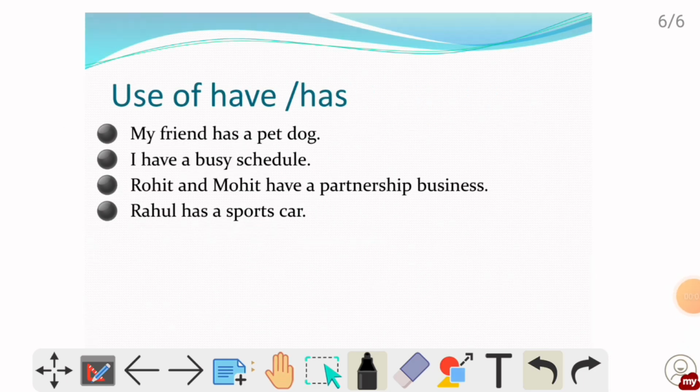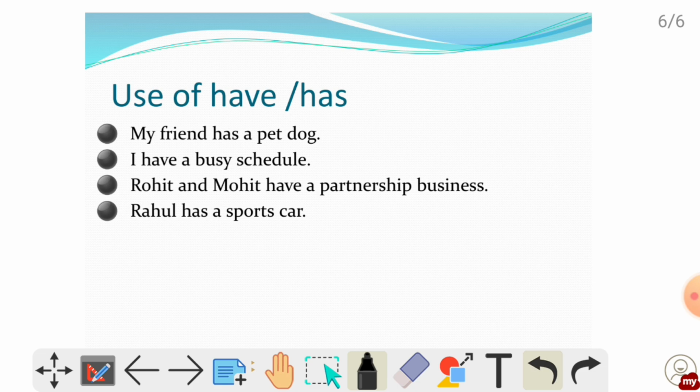Moving on to use of have and has. Have and has, again, you can use in simple present tense, right? For example, my friend has a pet dog. I have a busy schedule. Rohit and Mohit have a partnership business. Rahul has a sports car. So again, the use of the have and has is pretty simple. If it is singular or anything third person, right, you are going with has. I and you will normally have the have with them, and if it is plural, again you have to place have, right? You can see the example.